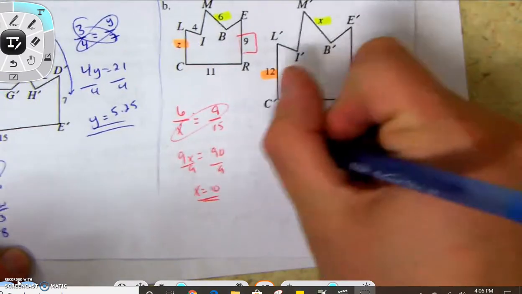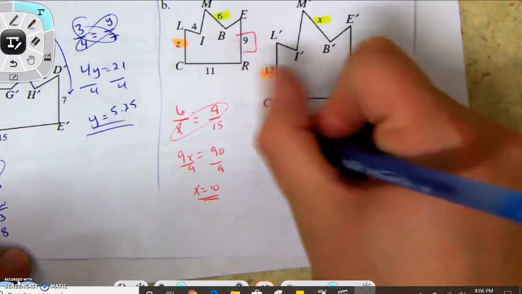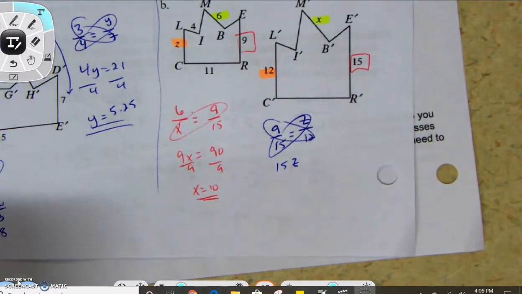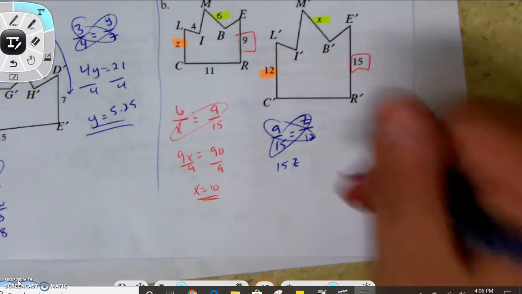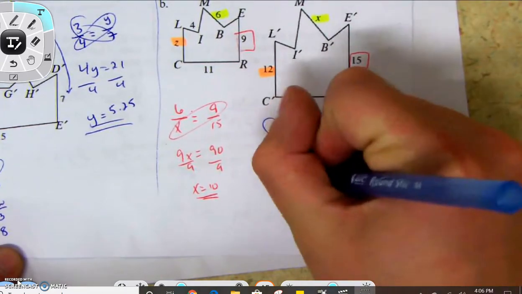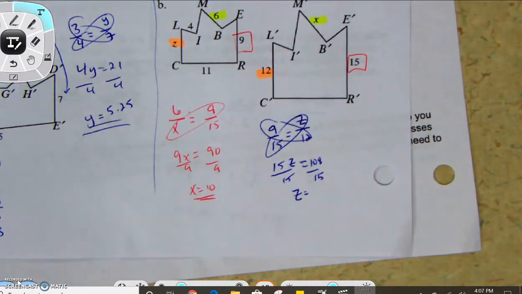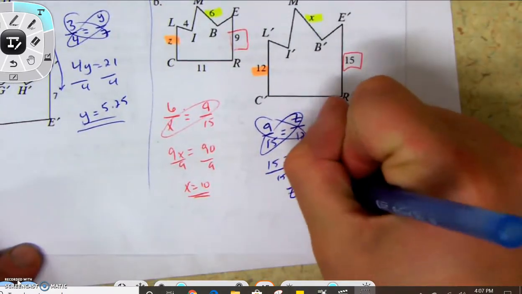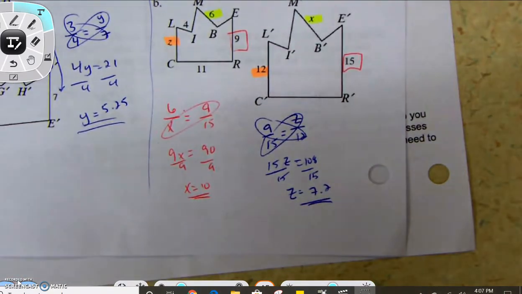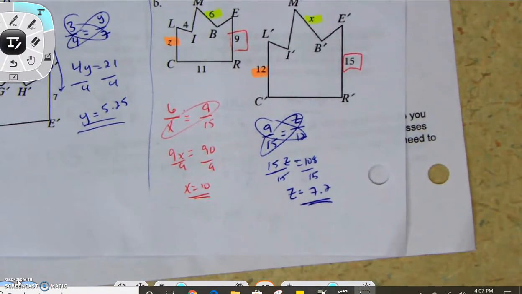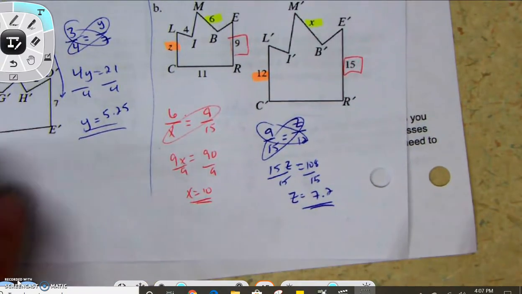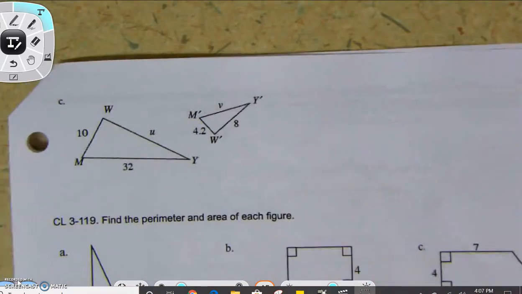So cross multiply, 15Z equals 9 times 12, which I believe is 108. Let me double check that. Yep, so 108. Divide by 15, divide by 15. So Z is equal to 108 divided by 15, which is going to give us 7.2. And those are our missing sides, X and Z there. So with similar shapes, set up proportions, and we can solve. All right, page 3, we have some missing ones here too.